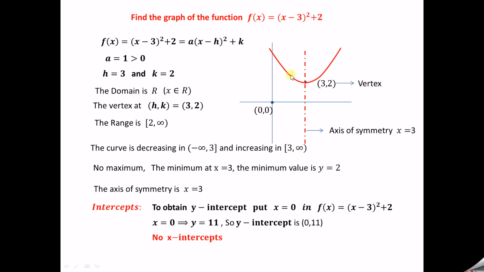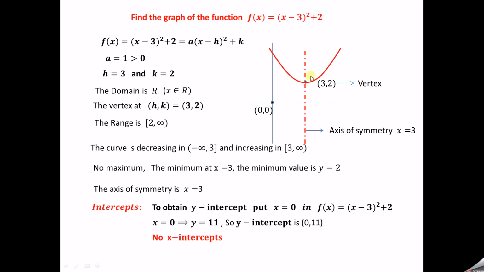And does it have a maximum? No, because y is from 2 to infinity. The y values go to infinity, so there is no maximum. But it has a minimum. What is the minimum value? The minimum value of y is 2, and it occurs when x is 3. So the minimum value of y is 2 when x is equal to 3.